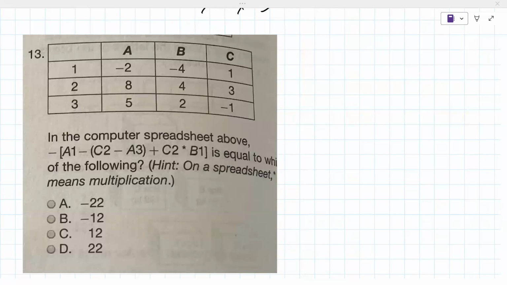B. You said answer B? Yep. All right, let's take a look here.